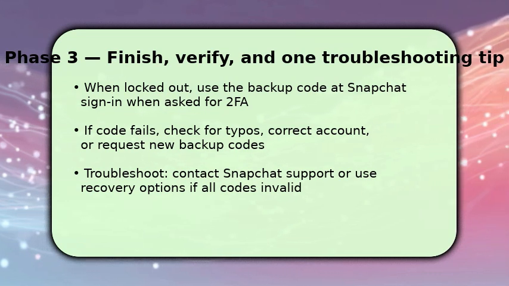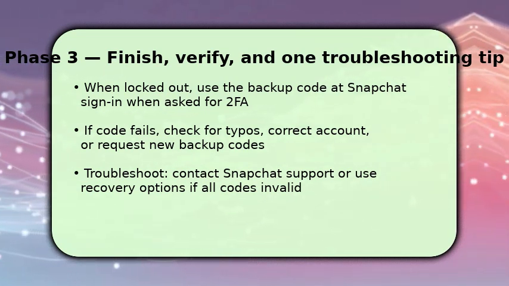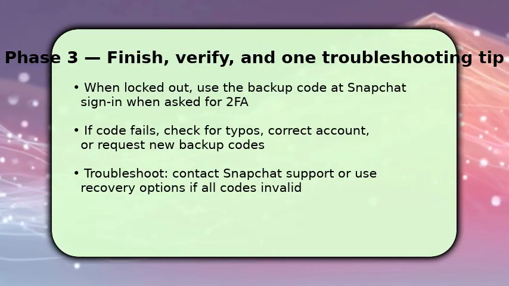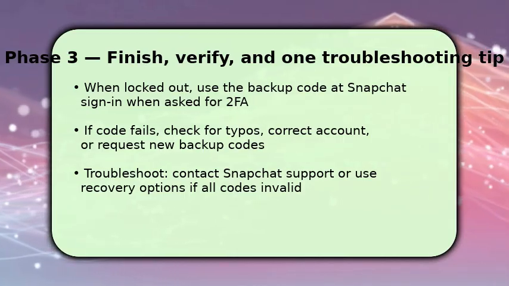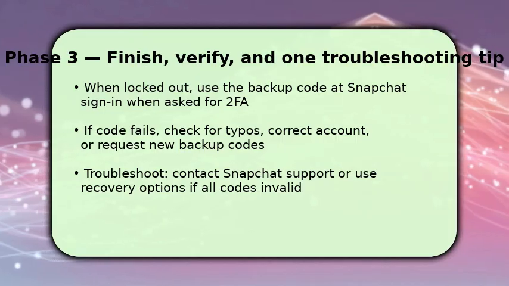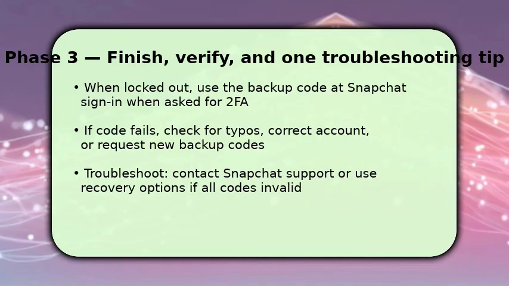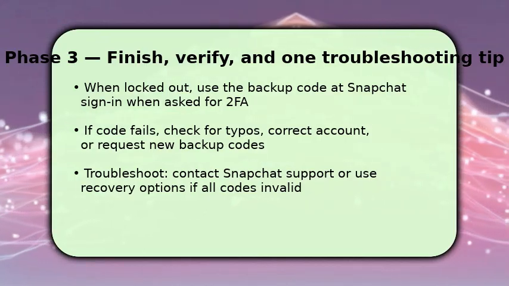If the code fails, double-check for character mistakes and confirm you are on the correct Snapchat account because codes are account-specific. If that still fails, go back into Settings on a logged-in device and generate new backup codes or use account recovery flows. Troubleshooting tip: if every code is invalid, contact Snapchat support and have proof of account ownership ready to speed resolution.